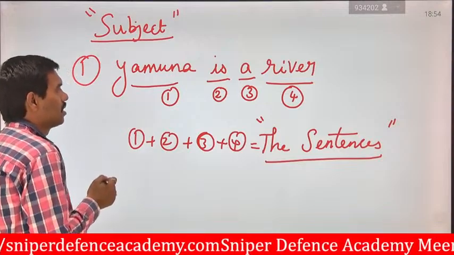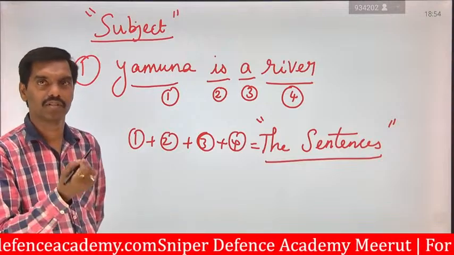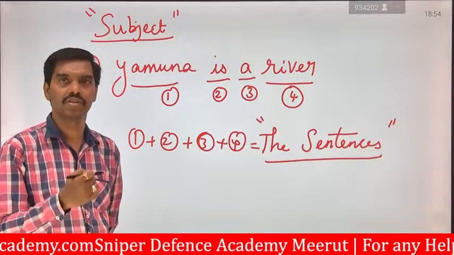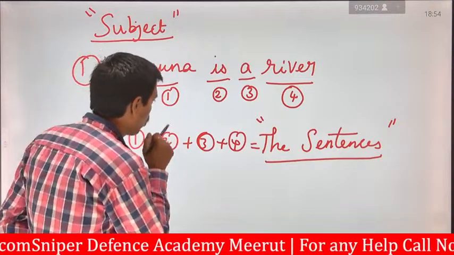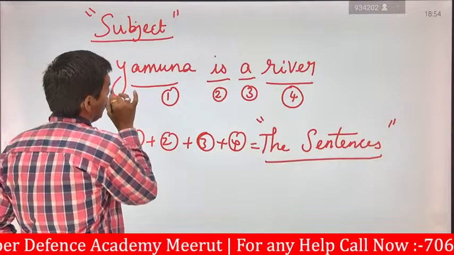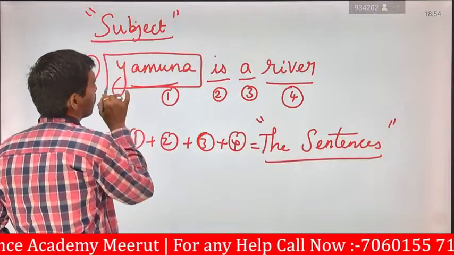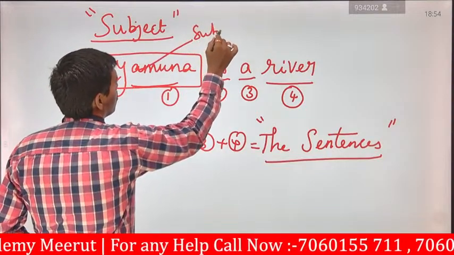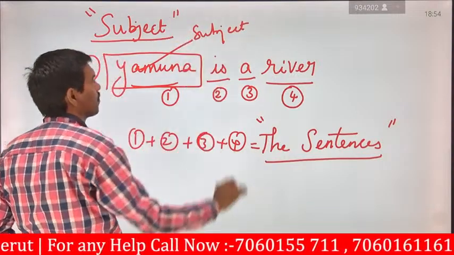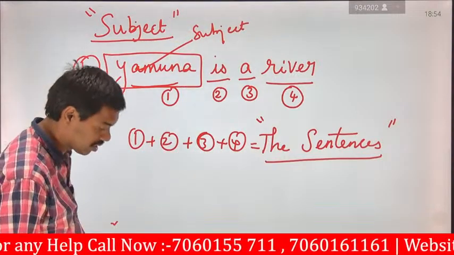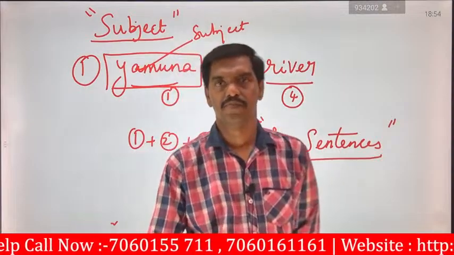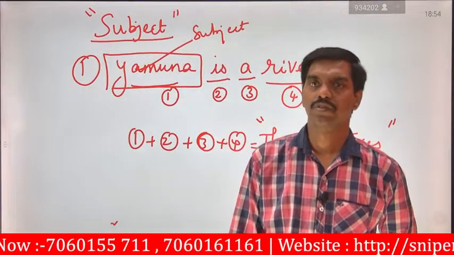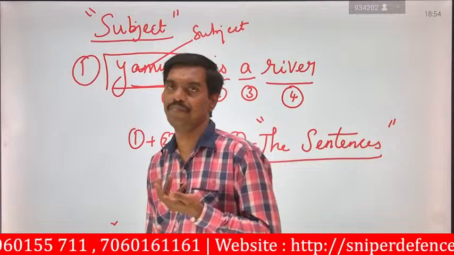Here the example given is Yamuna is a river. Everybody knows that Yamuna is a river. Okay. So what is the subject here? The Yamuna is the subject. Okay. So teacher, how are you saying that Yamuna is the subject? There is a question. How can you say that Yamuna is the subject?